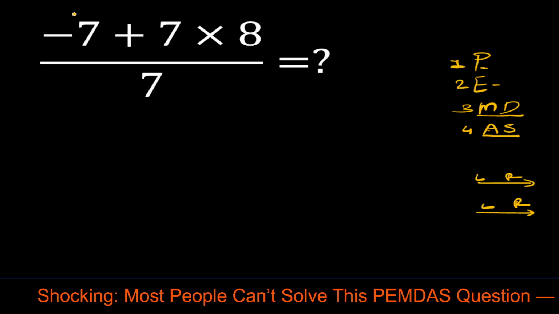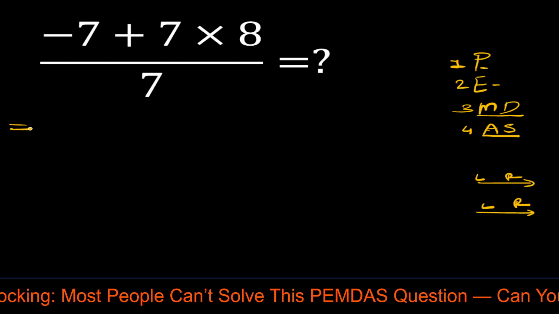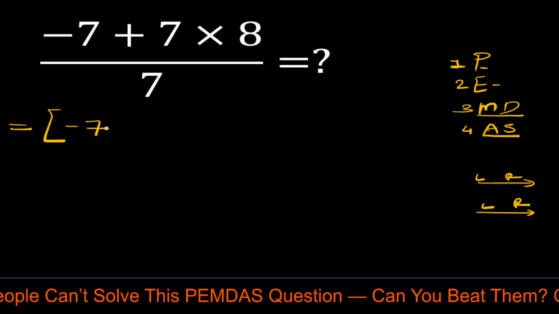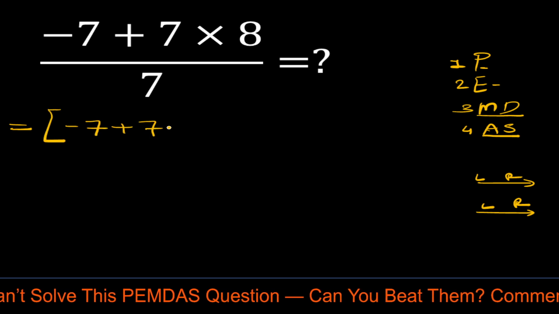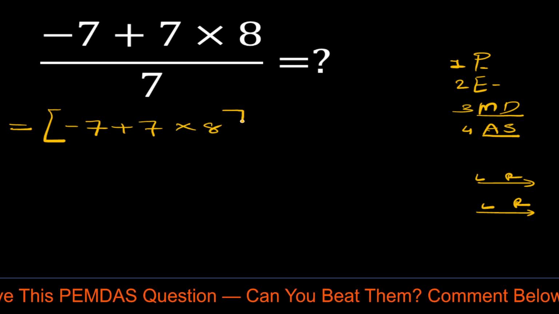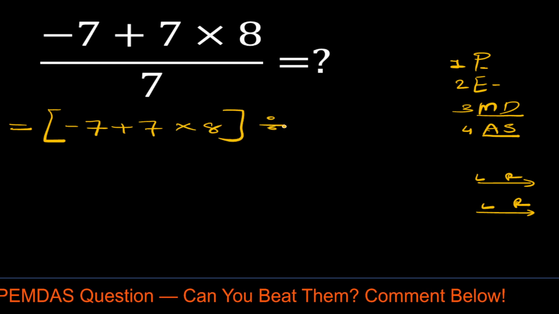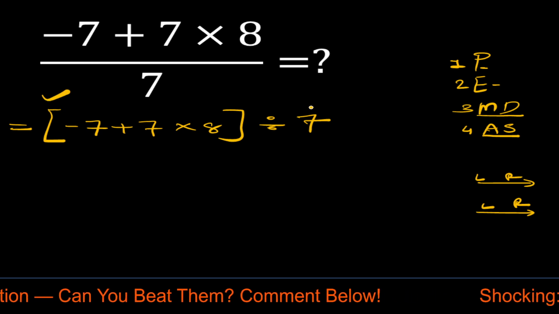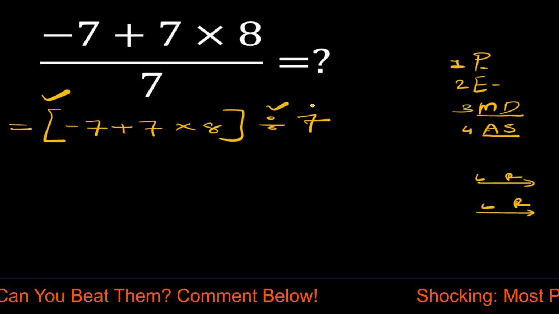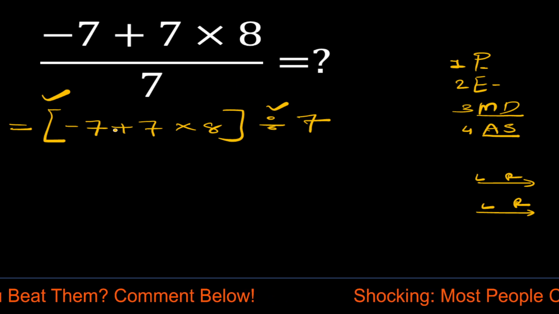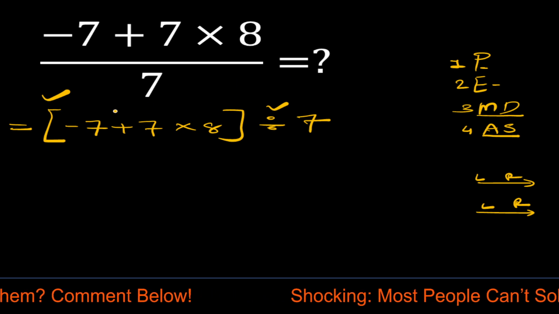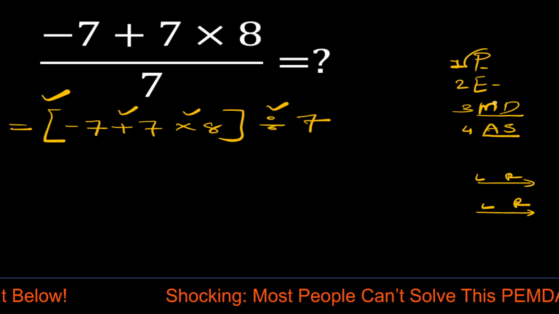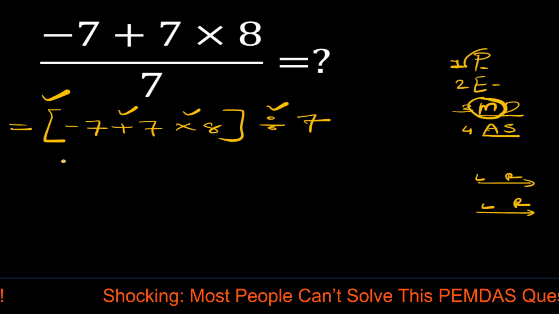Also addition and subtraction both have equal priority, so we have to solve it from left to right. So this question, now we can write this question like -7 plus 7 multiply 8, then it's all divided by 7, right? So first we have to solve this parenthesis, then we have to solve this division, right? So in this parenthesis, here we have one addition and here we have one multiplication. So according to PEMDAS, first we have to solve multiplication.